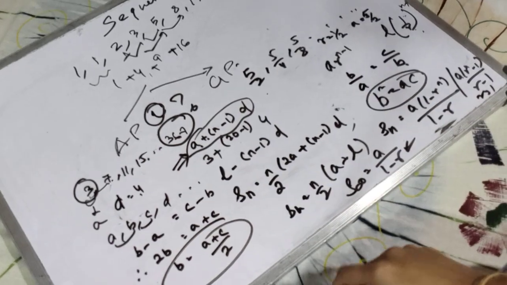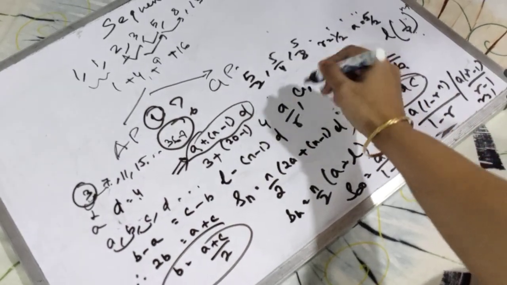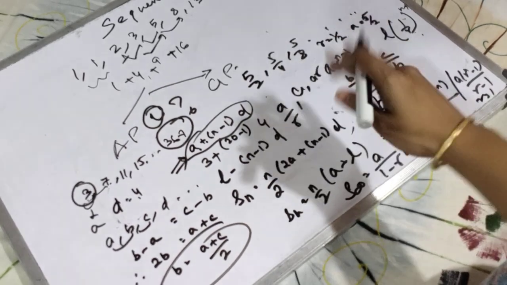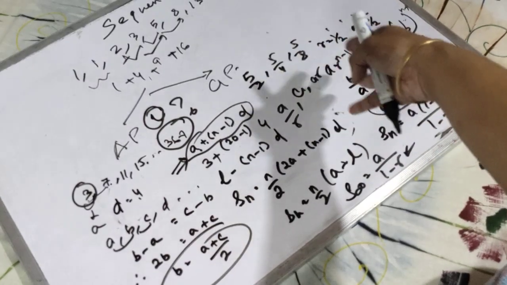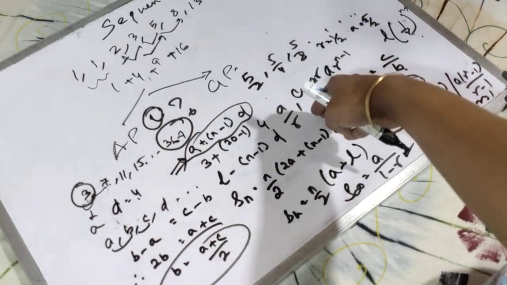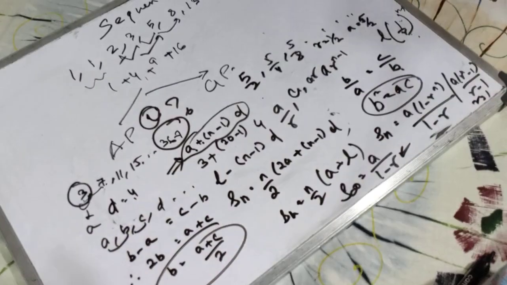Similarly, for three terms in a GP you will also have the middle term as a, the term preceding it as a by r, and the next term as ar. The middle term is generally taken as a, without any r on it, not the first term. So that's it.